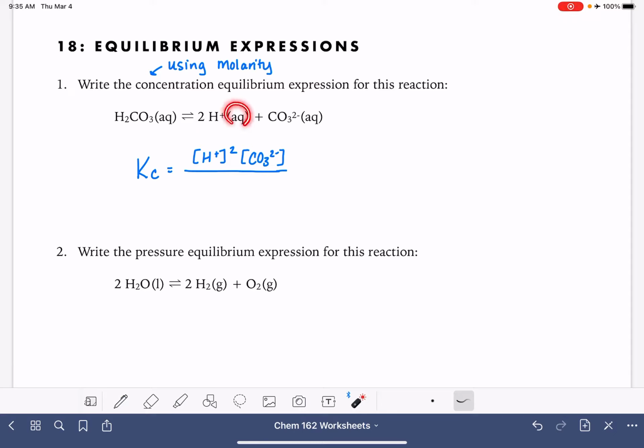We can leave off the states, so we're going to leave off the AQs. It's not necessary for us to have that. And then down here in the bottom of the fraction, we're going to put our reactant H2CO3. Products over reactants raised to their stoichiometric coefficients.